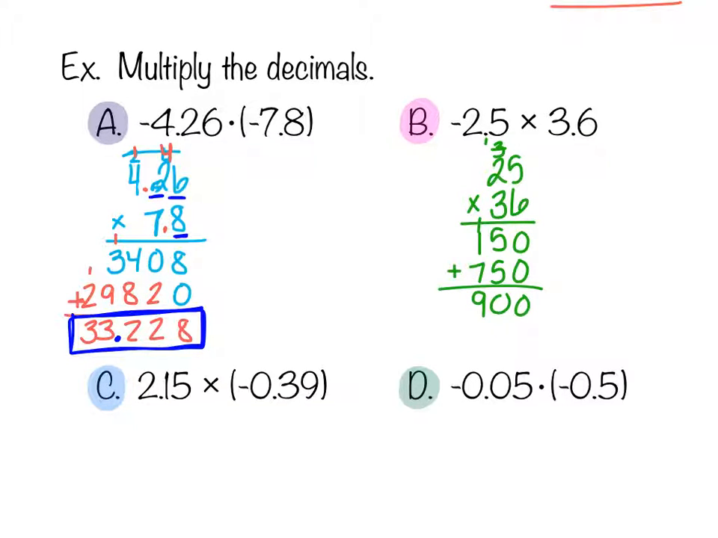Now, it wasn't 25 times 36, though. It was really 2.5 and 3.6. So you can count, we had 2 decimal places in our problem. So we're going to have 2 decimal places in our answer, which means these are no longer important zeros. And then I had 1 negative sign. So my answer is going to be negative 9, for example B.